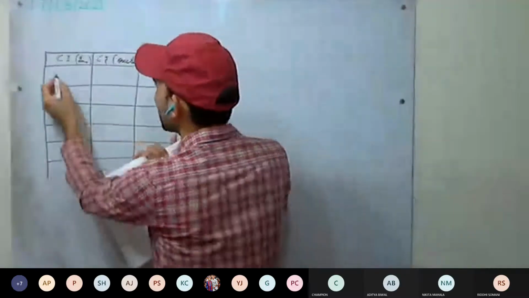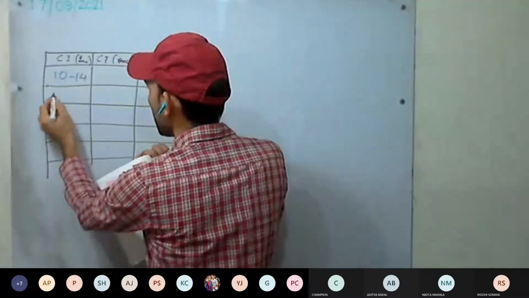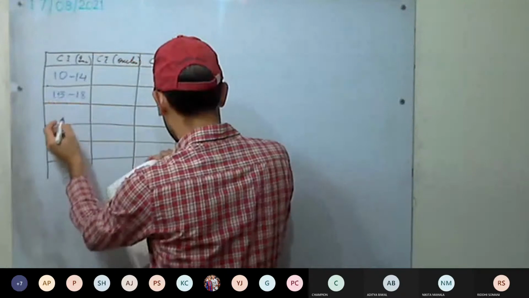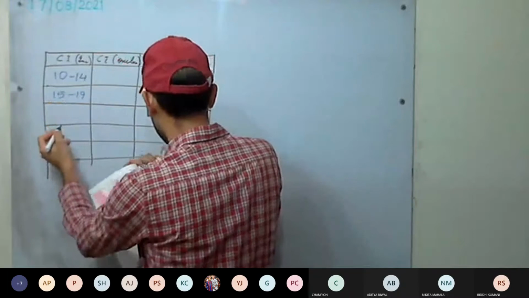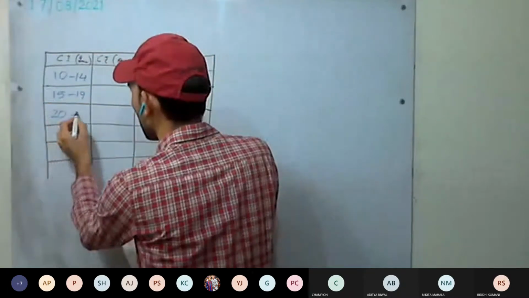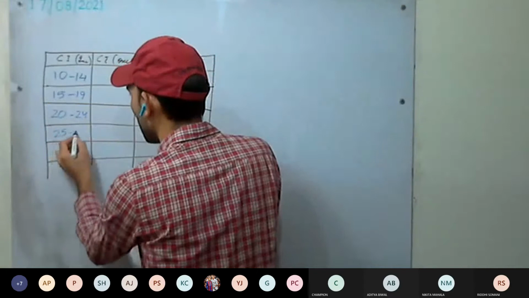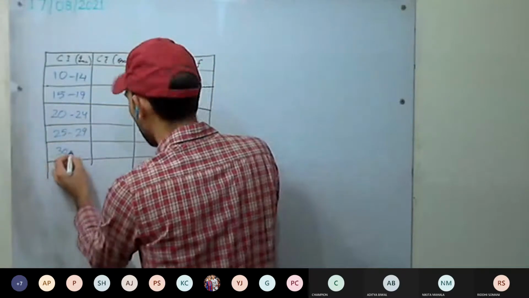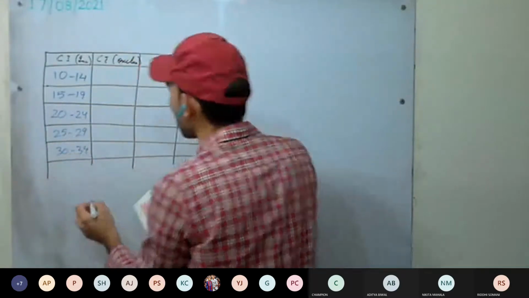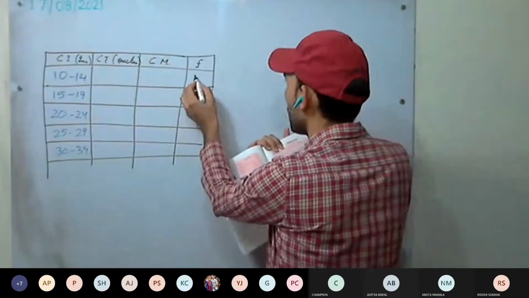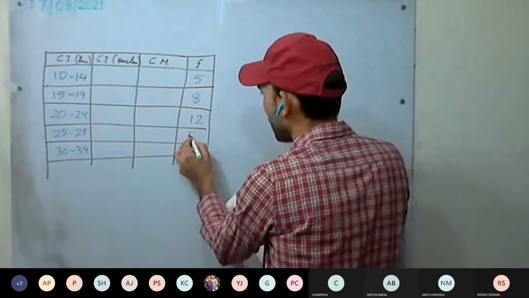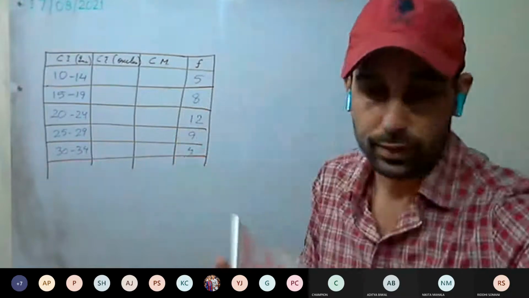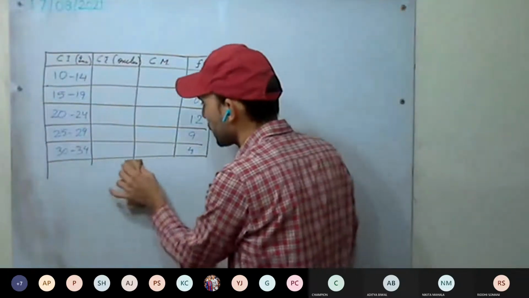So the class intervals given to us are 10 to 14, then 15 to 19. The difference of 4 is there always. 20 to 24, 25 to 29, and 30 to 34. And their frequencies are 5, 8, 12, 9, 4. These are the frequencies. All this data is provided to us.